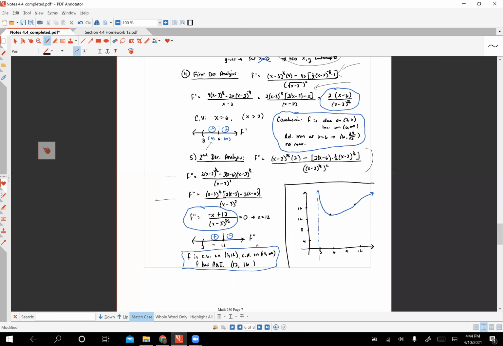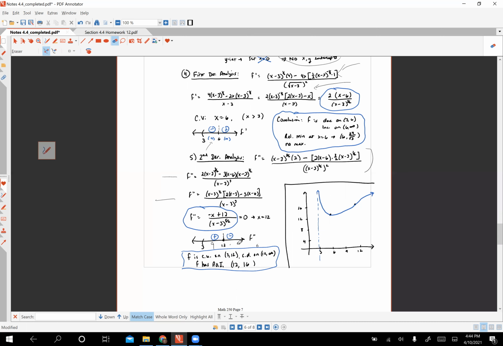So okay, it's going to be positive. Just by taking one point from 3 to 12, in this case x equals 9, we see that the second derivative is positive from 3 to 12. And then if we take, let's say, x greater than 12, we just try 15.